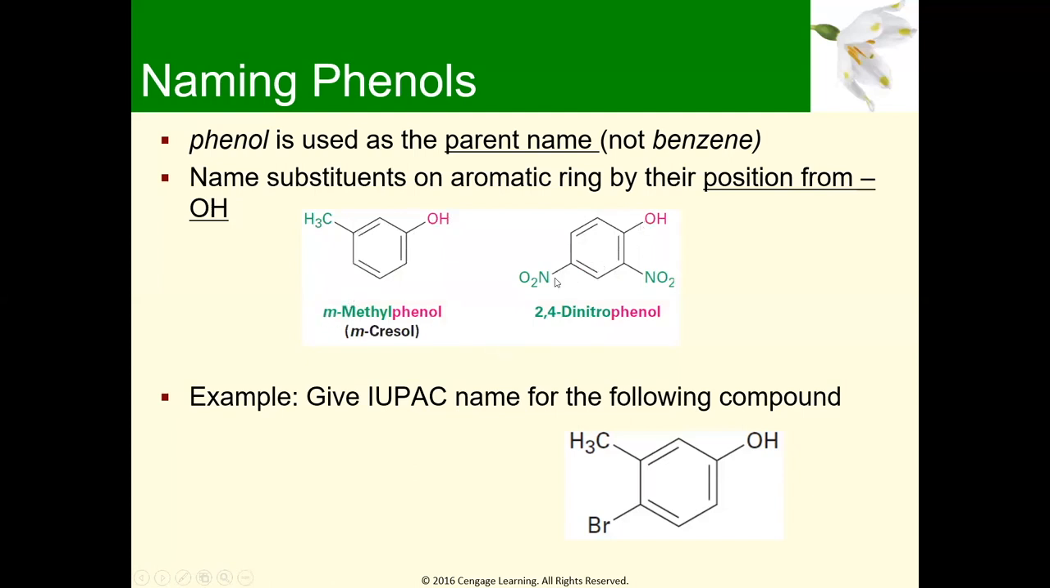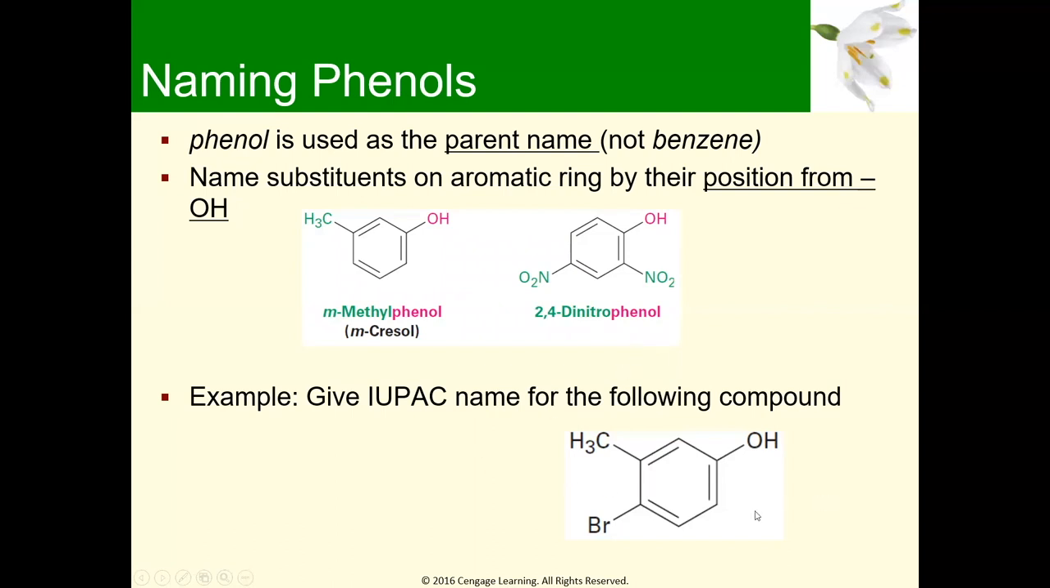And over here on the right, you've got 2 nitro groups, and in this case, you can't use the ortho, meta, para designators because you've got 3 different substituents. So we go back to the numbering, and if the phenol indicates position number 1, then that means on carbon 2 and carbon 4 are nitro groups, so 2,4-dinitrophenol. Okay, so just an example here.